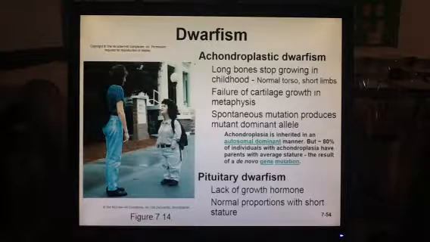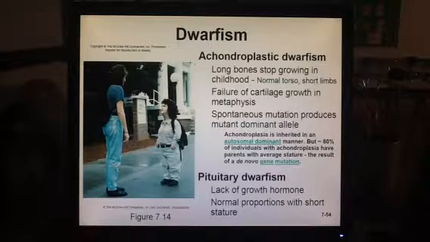This talks about some disorders pertaining to bone elongation. If we see certain types of dwarfism, we can expect that it has to do with bones not growing. So long bones stop growing during childhood. In achondroplastic dwarfism, that's probably the most common type, the cartilage is not growing.